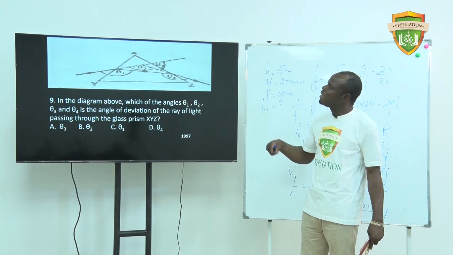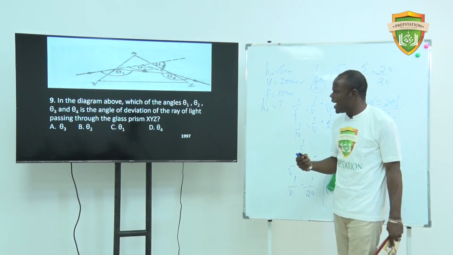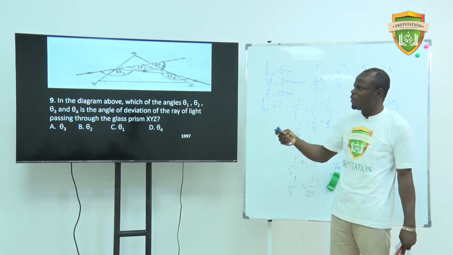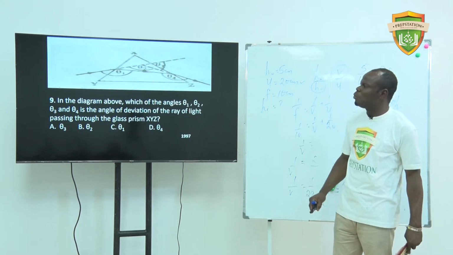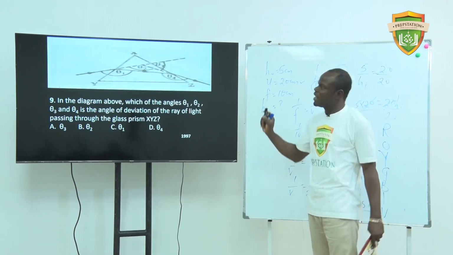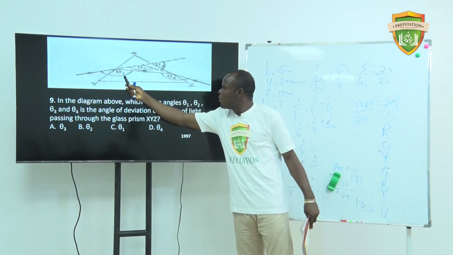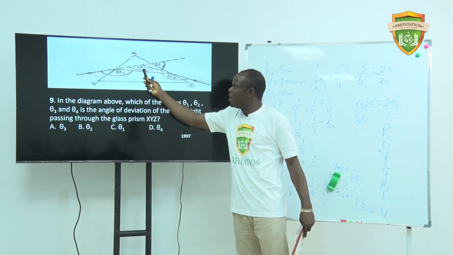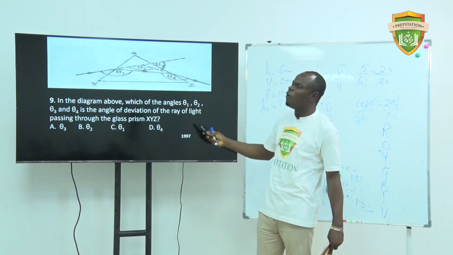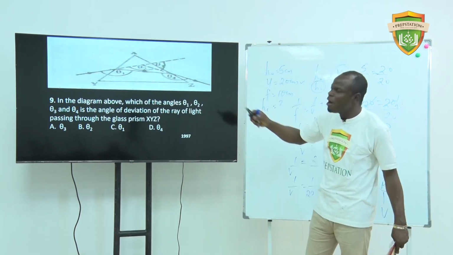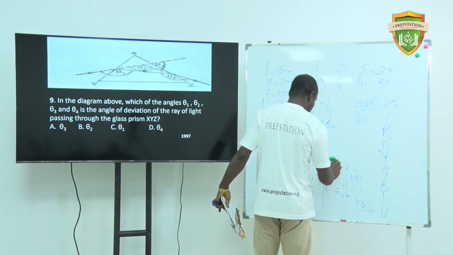Let's look at the next question, and that's question 9. It says in the diagram above, which of the angles theta 1, theta 2, theta 3 and theta 4 is the angle of deviation of the ray of light passing through the glass prism XYZ. You can see the diagram above. Sorry, it's not that clear, but if you take a good look at it, you have your theta 1 here, you have your theta 2 here, you have theta 3, and you have theta 4. And the question is now telling us which of these 4 represents the angle of deviation.